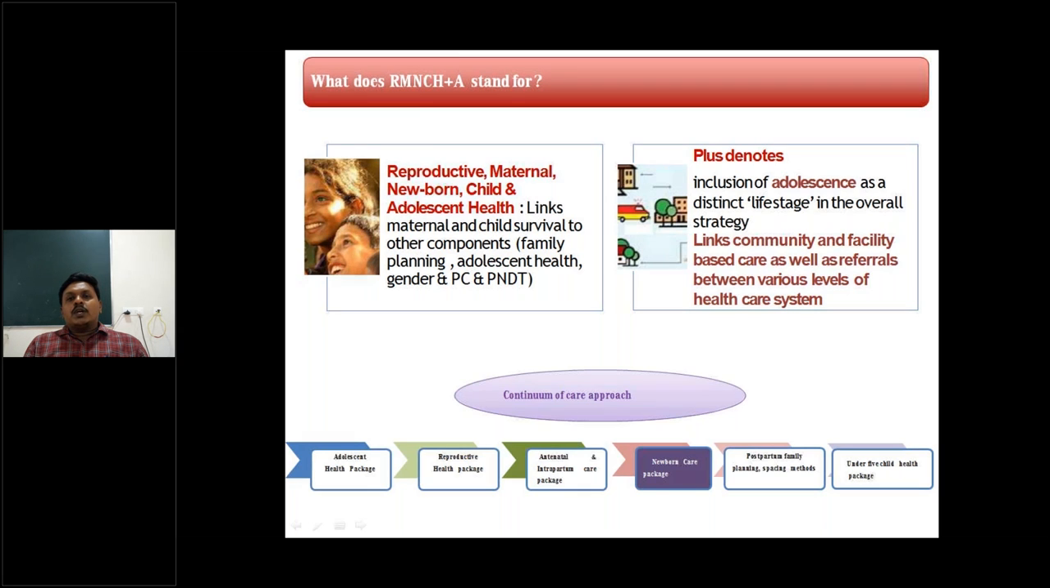So what does this plus denote? This is an important viva question for you. The external examiner may ask you what the plus denotes in the RMNCH plus A program. That means the inclusion of adolescence as a distinct life stage in the overall life cycle strategy. They thought that adolescent health is also a distinctive life stage. Then, linking the community and facility based care as well as referrals between various levels of the healthcare system, that means between primary to secondary, secondary to tertiary, tertiary to super specialty hospitals.